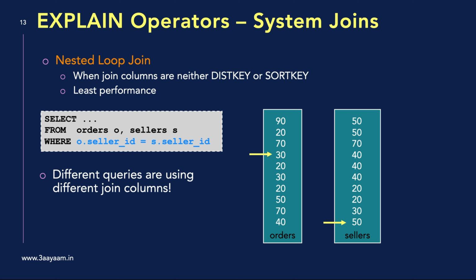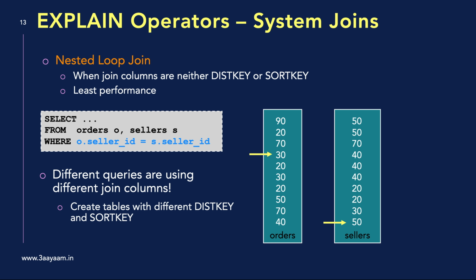The question is that there can be multiple queries which are using different join columns. So let's say the same query that you see, right? For this particular query, let's say we make seller ID the distribution key and sort key both. And there are other queries which might not be using seller ID in their join condition. Some of them might be using order date. Some of them might be using something else. So how do you decide which one to make the distribution key and sort key?